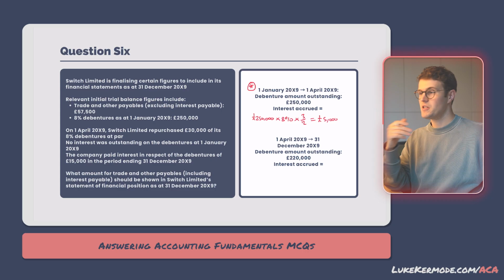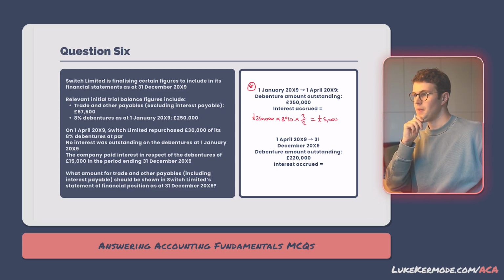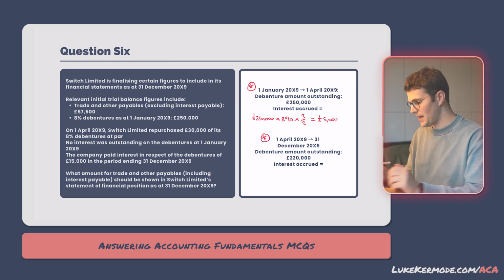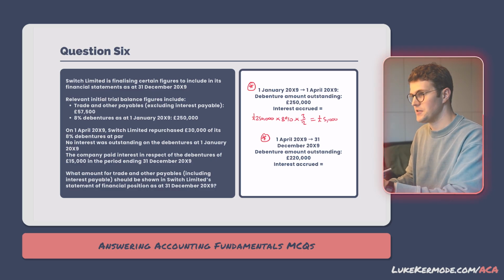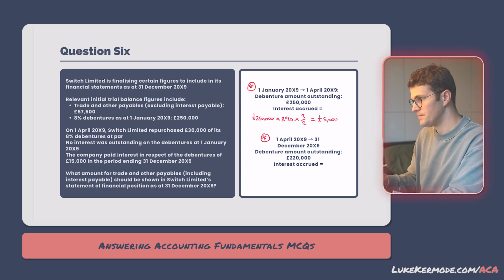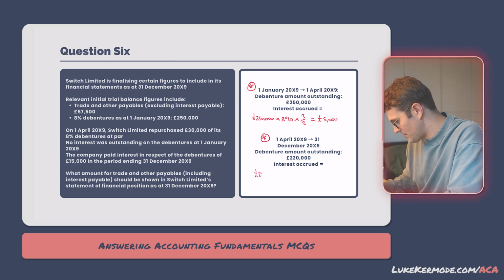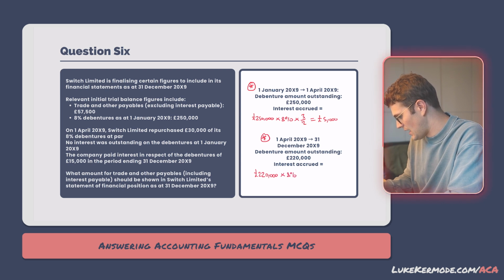But we then know that on the 1st of April, the company repurchased £30,000 worth of its debentures. So from that point in time until year end, so the 31st of December, only £220,000 worth of the debenture remains outstanding. So for that 9-month period, April to December, we calculate the interest accrued as the outstanding amount of £220,000 multiplied by the 8% debt cost prorated for the 9-month period we're looking at. So that comes to £13,200.